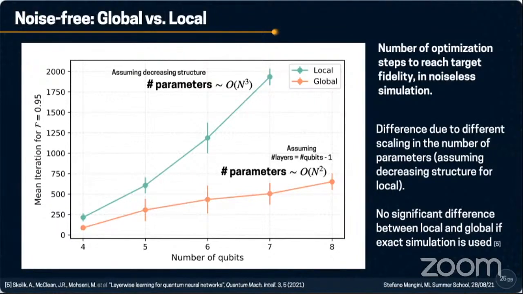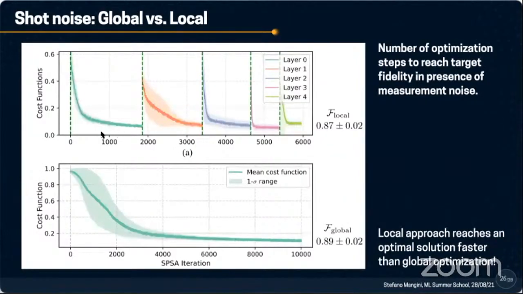They were studying layer-wise learning in quantum neural networks, and they saw that either a global training strategy or a layer-wise learning strategy actually gave the same results if you are in a noise-free scenario, so you have exact simulation of your quantum circuit. But things actually change if you introduce some degree of noise. You pump some noise into the circuit. So we also studied the effect of noise.